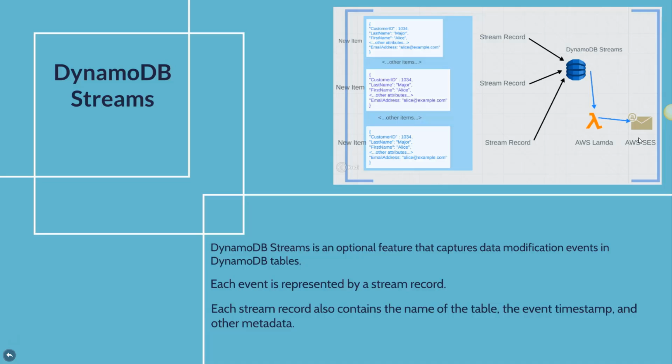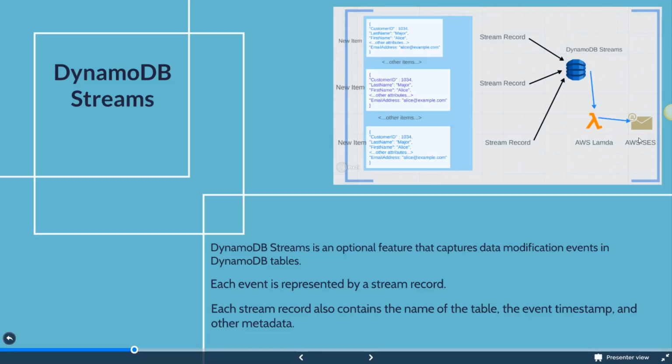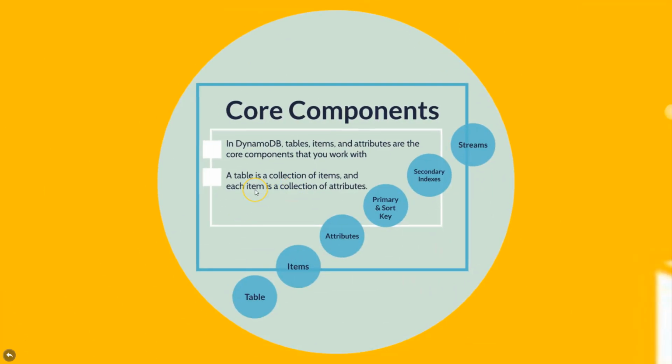So this is the concept of DynamoDB streams. So we will see how to create a table, how to put the item in a table, how to create a secondary index for the table practically on AWS Management Console in next sessions.